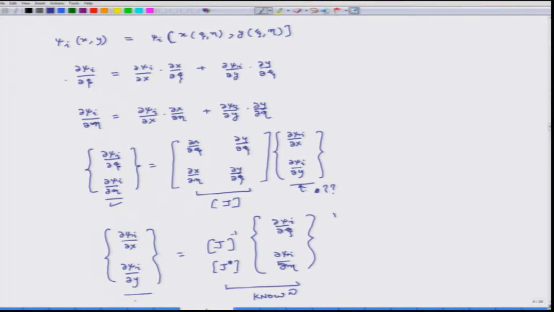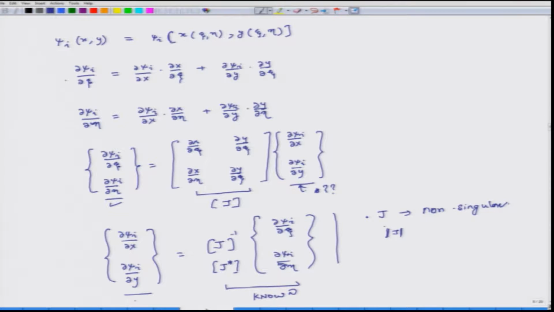Now, for this inversion to happen, if I have to invert a matrix, then what should be the requirement for that matrix? So, if J has to be inverted, then J should be non-singular. This is very important. What does that mean? What that means is that its determinant should be non-zero. Okay, its determinant should be non-zero.